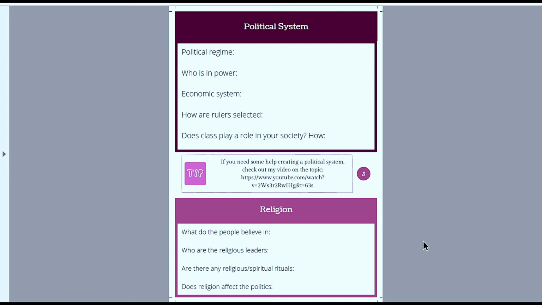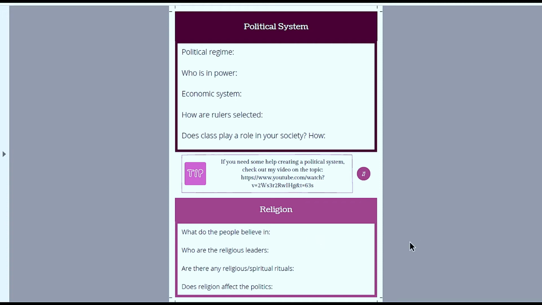How are the rulers selected in that system? Are they elected? Is it by succession? Do they have to compete in some kind of competition? And then does class play a role in your society, and how? And I put class here because that is what plays a big role in my current novel, but it could be something like race or gender, any kind of power dynamic that will influence who has power in this world and who doesn't. Then closely linked to politics actually is religion.